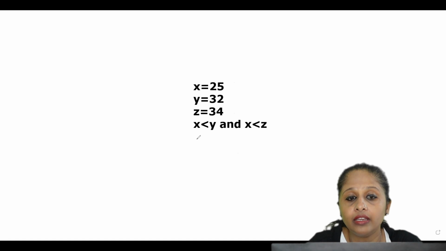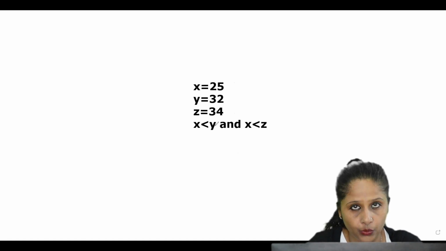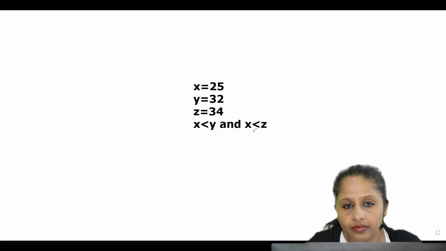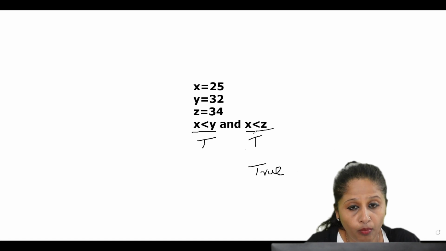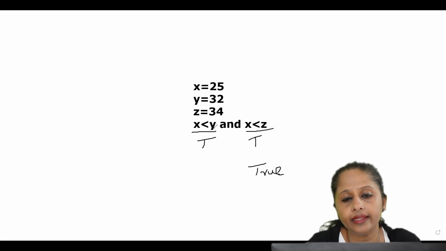So it's checking whether 25 is less than 32. And here we have x is 25, so 25 less than 34. So in both the cases, that is x less than y, you will get the answer true because x is less than y. So here this is true, and x less than z. Here x is less than 34, so this is also true. So here you can see both values are returning true. If both the conditions, that is on the left side and the right side, are returning true, you will get the answer true.